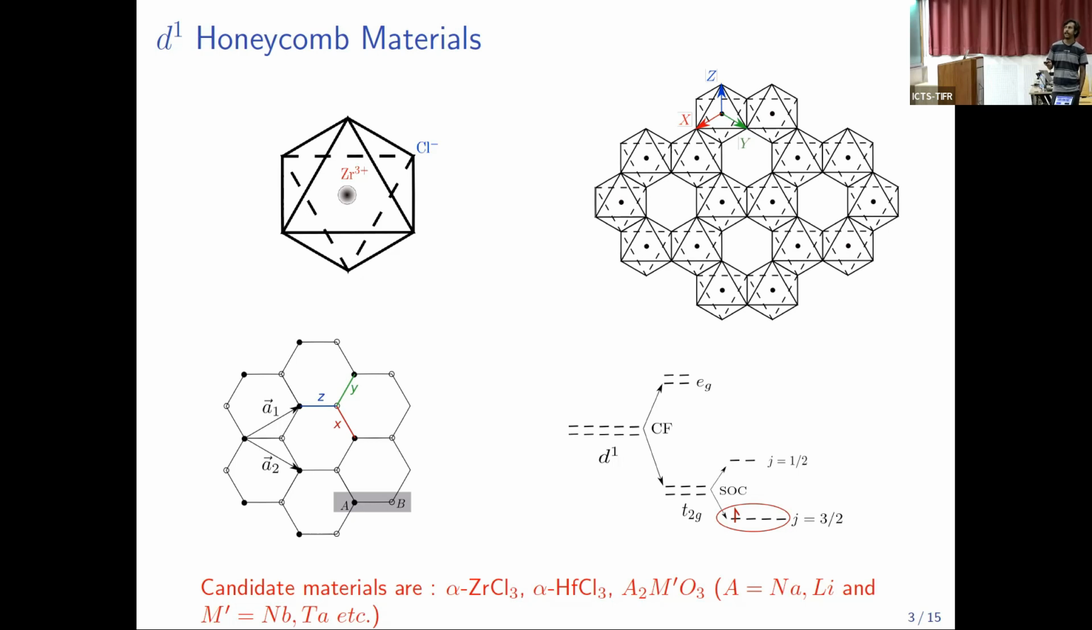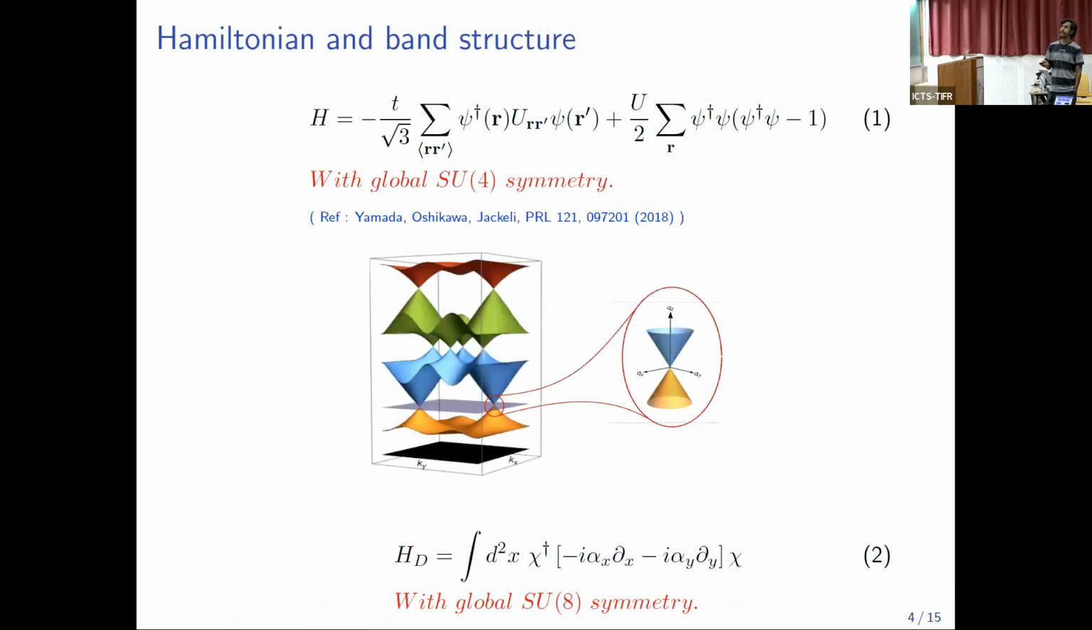So at each site, I have J equals 3/2 orbitals instead of J equals 1/2, which comes because of spin orbit coupling. Keeping this in mind, in this paper, the authors have written a minimal hopping model for this compound. Here psi is a 4 component annihilation operator, which corresponds to the 4 states of the J equals 3/2. And U is a 4x4 matrix, and you have some nearest neighbor hopping. And U is some on-site Coulomb interaction term. And the authors showed that this minimal Hamiltonian has a global SU4 symmetry.